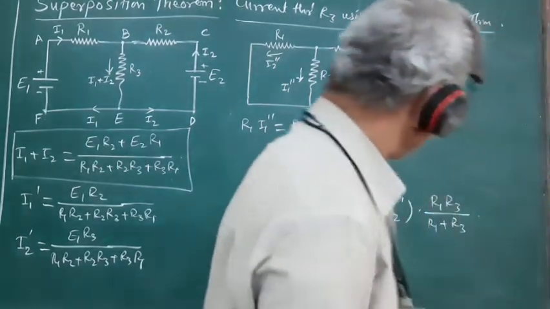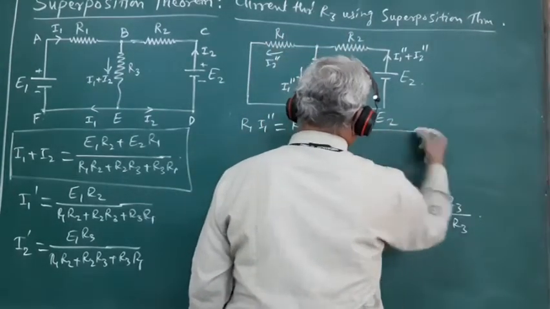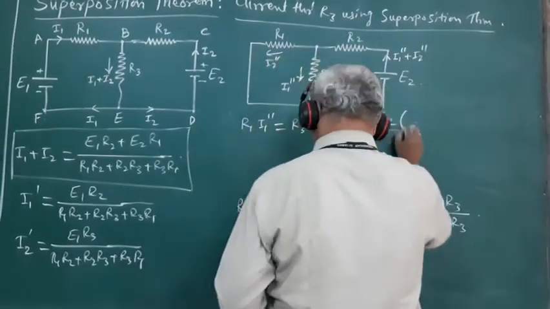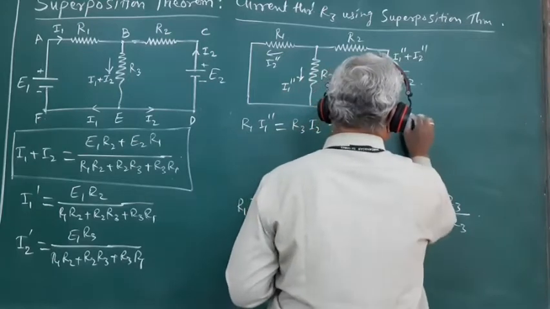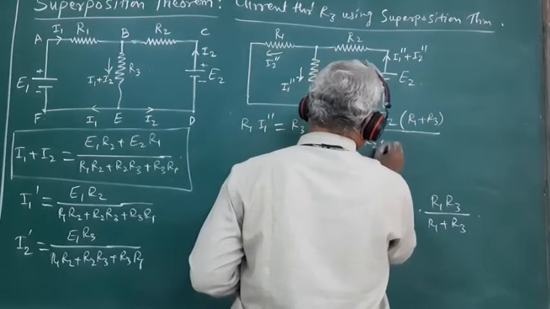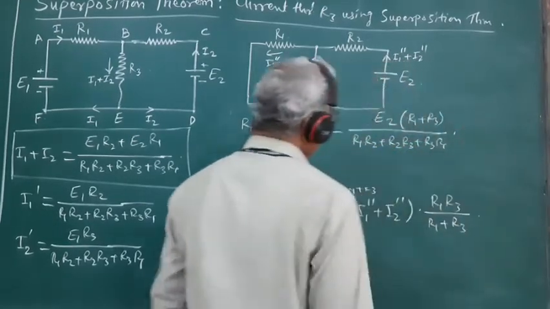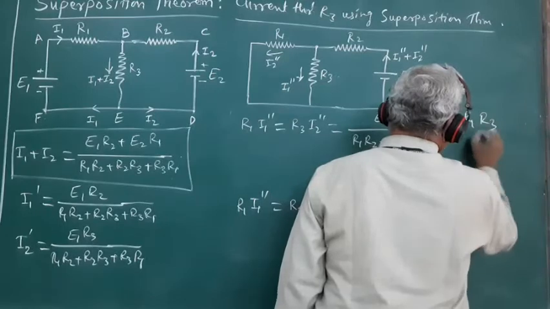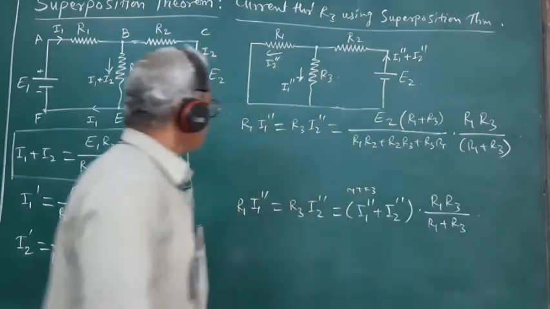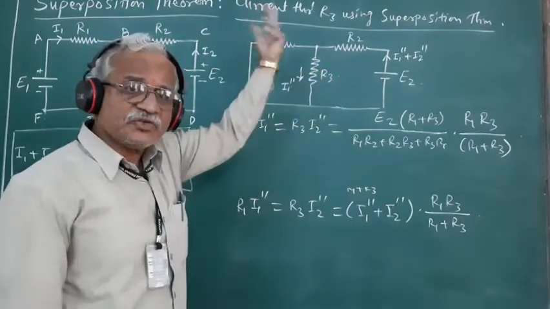E2 upon R2 plus, simplified, E2 into bracket. It is R1 plus R2 divided by R1 R2 plus R2 R3 plus R3 R1, into R1 R3 upon R1 plus R2. So this is the expression by equating the potential drops across R1, R3 and across the parallel combination.